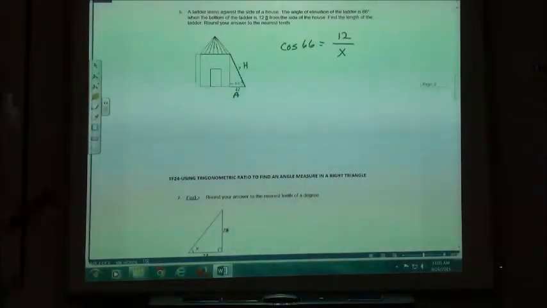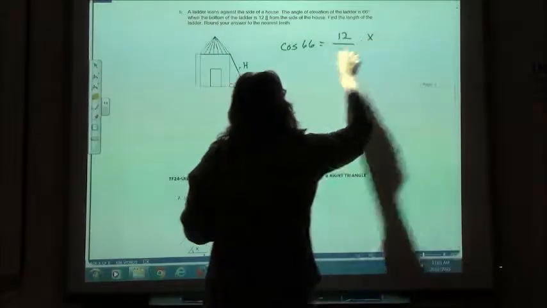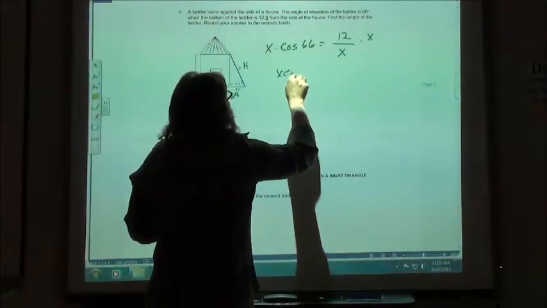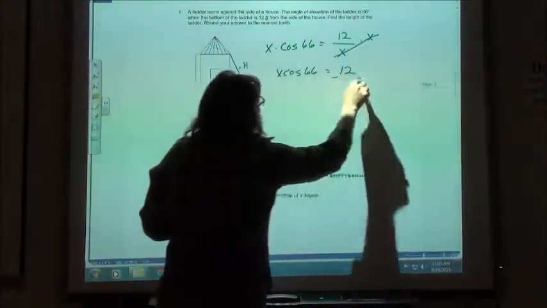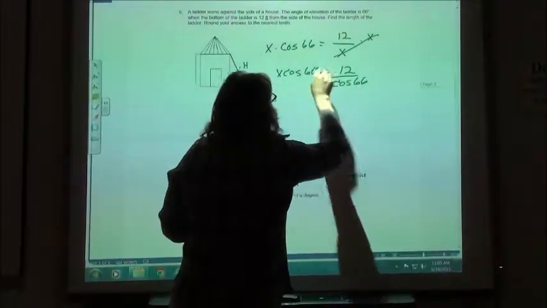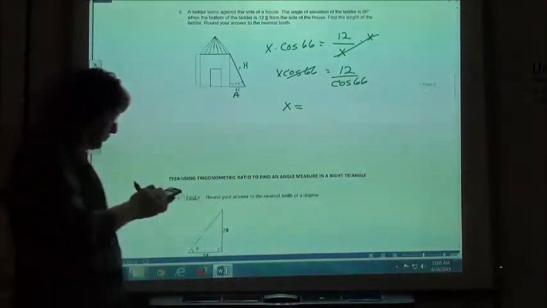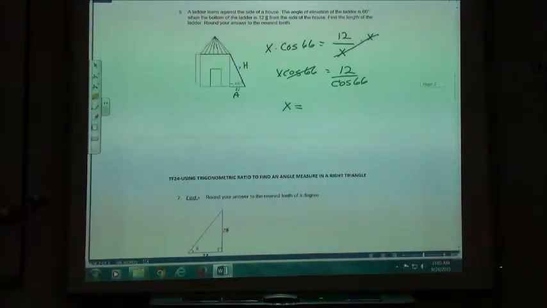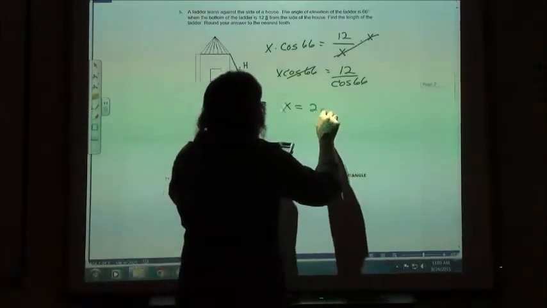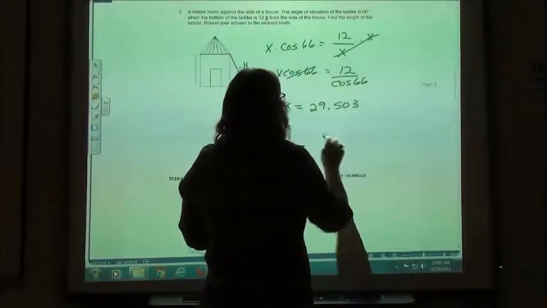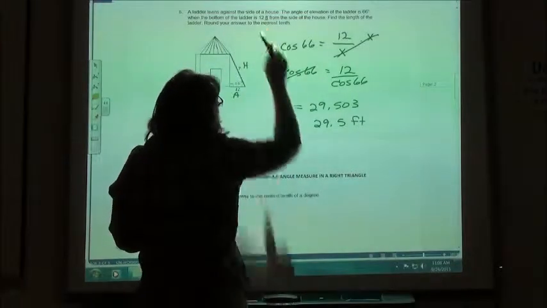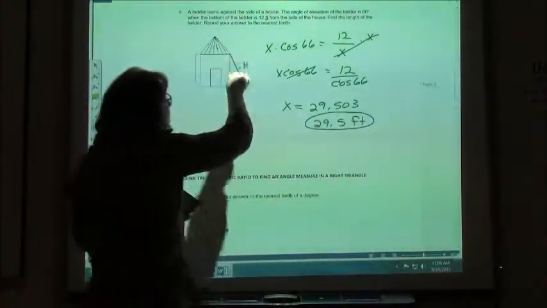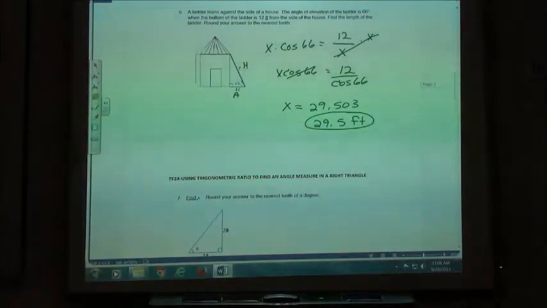Again, they gave us the x in the bottom of the fraction, so we're going to multiply by the x. x cosine of 66 equals 12. And then we divide by the cosine of 66. So 12 divided by the cosine of 66 gives me 29.503. Rounding to the nearest tenth, we'd have 29.5, and again we were in feet, so the length of my ladder is going to be 29.5 feet.